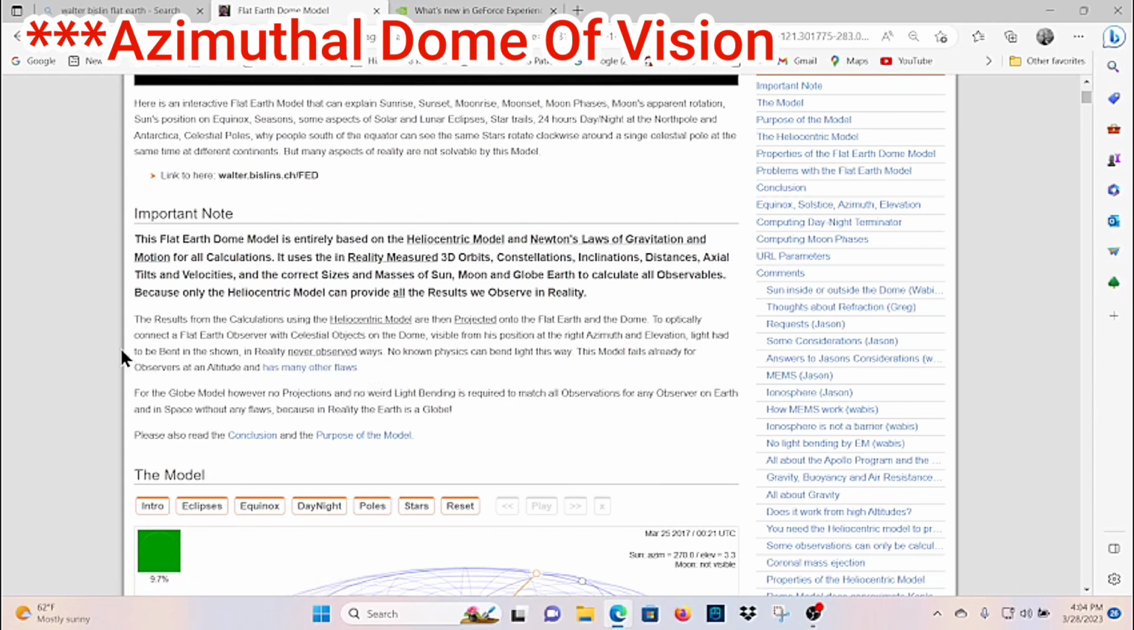So this is the part that flat earthers kind of ignore. They ignore this part, but whatever. That's kind of what all flat earthers do. For the globe model, however, no projections, no weird bending light is required to match observations for any observer on Earth, in space, without any flaws, because in reality, the Earth is a globe. So, flat earthers, you need to read this part right here. I think he kind of changed it, but anyway, yeah.